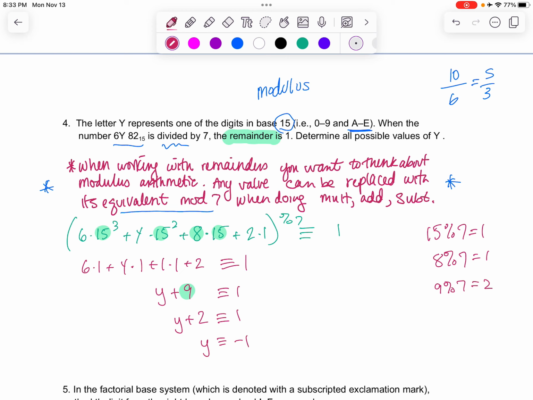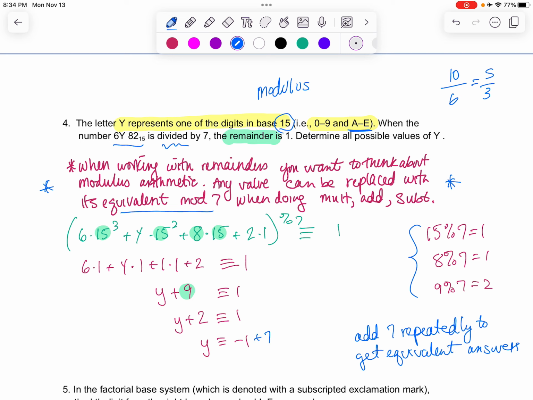Now, we're looking for the possible values of y that can make this true. Recall that y is a digit in base 15, meaning it's from 0 to 9 and A through E. So we need to figure out how to get those possible values. Just like how we reduced with modulus, we can also find greater values by thinking the other way. What we can do is add 7 repeatedly to get equivalent answers.